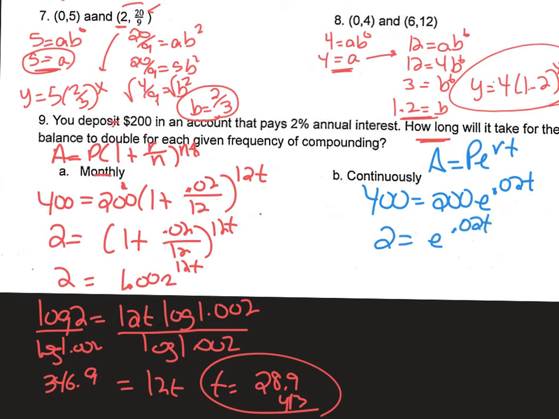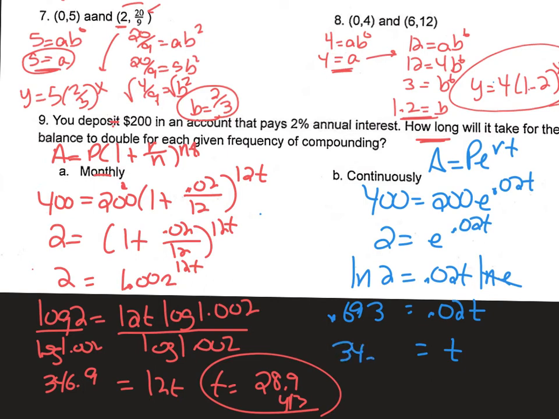Now because I have an e and I need it to go away, I'm going to do a natural log of both sides. Natural log there. The exponent goes in the front here. Natural log e, you know that's just gone. So I have 0.02t equals, punch in natural log 2, and you get 0.693. So I'm dividing that by 0.02, and I'm getting 34.7 years. It takes a little longer that way for it to double.